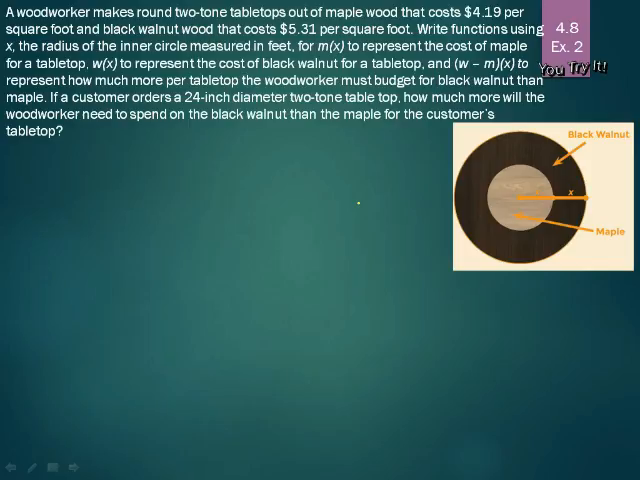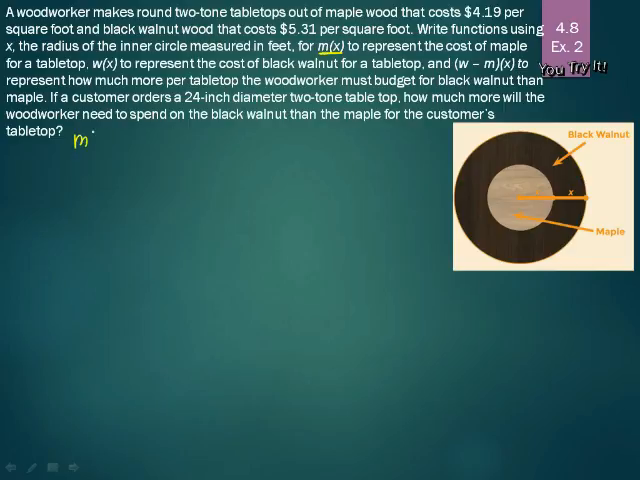Okay, so we're trying to figure out the functions for the cost of the black walnut on this tabletop, and the cost of the maple, and then we'll subtract the maple from the black walnut to get the additional cost. So let's go ahead and start with m of x here, which is the cost of the maple.